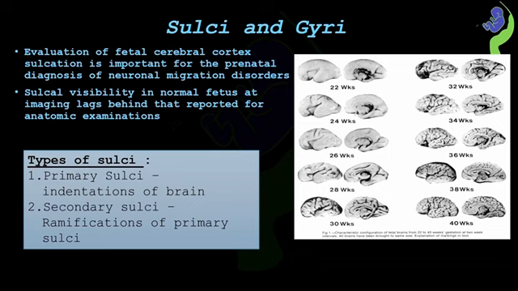Here on the right side of the screen, you can observe the fetal brain development across various gestational ages. Up to 22 weeks, there is only minimal sulcal development. However, as the gestational age advances, you can clearly appreciate the dramatic progression of cortical maturation the brain is undergoing during this period.